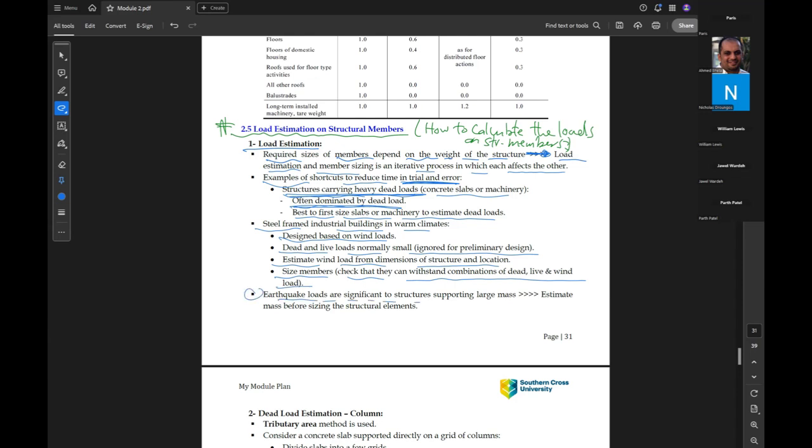Earthquake loads are significant to structures supporting large masses. So we need to estimate the mass before sizing the structural elements. So if you are designing for earthquake, for example, you need to estimate the total mass of the building before designing the members. Okay.